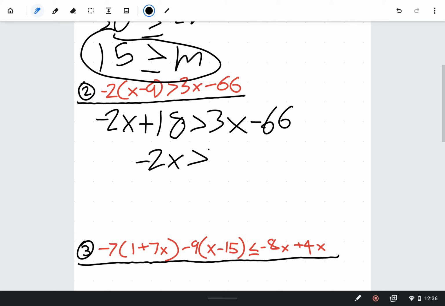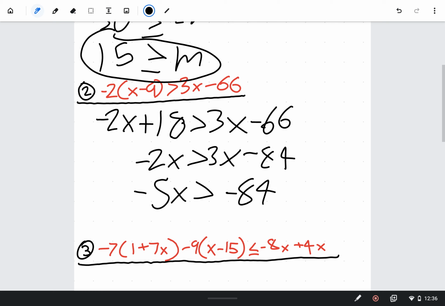is greater than 3x minus 84. And again, we can subtract 3x from both sides, which will leave us with negative 5x greater than negative 84. And now we can perform the extra step again, multiplying negative 1 on both sides, as well as flipping the greater than sign. So this would leave us with 5x is less than 84.